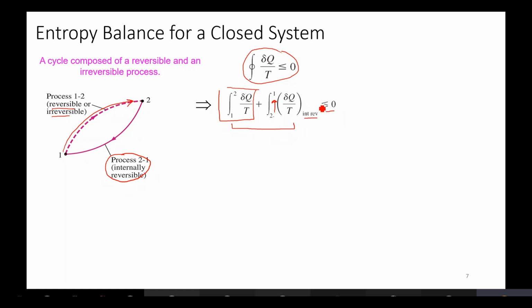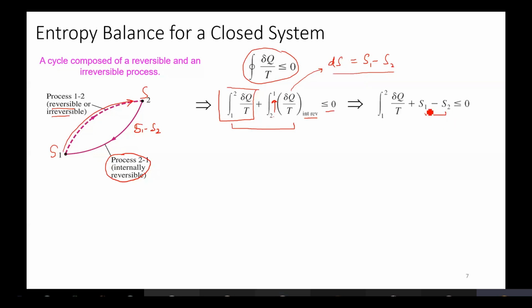Yes, sir. Now, since it's an internally reversible process, can I represent the process 2 to 1 as ds or S1 minus S2? Can I represent it with this expression? Yes, sir. This is S1, this is S2. So I can represent this expression as S1 minus S2. So far clear? Yes, sir.